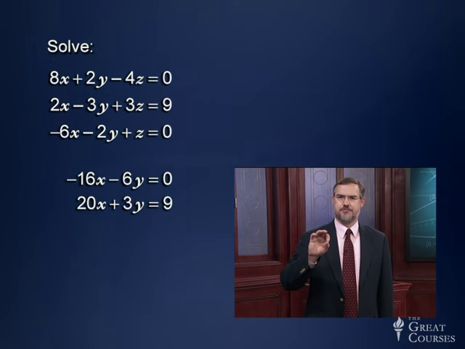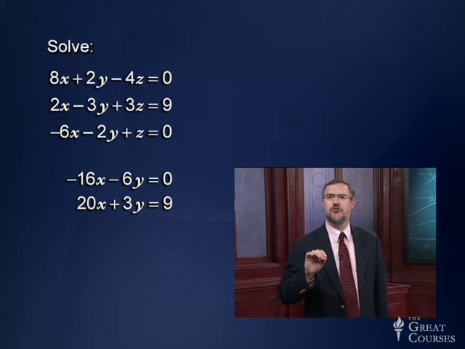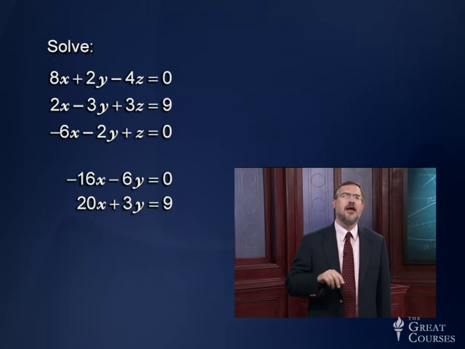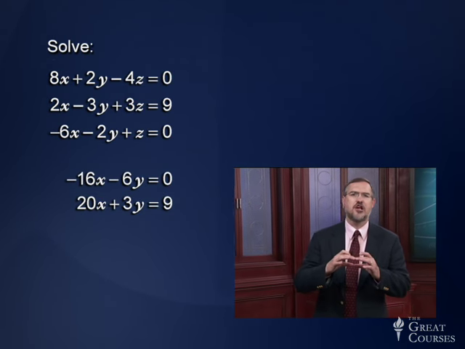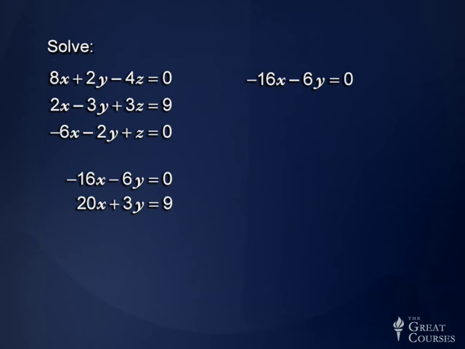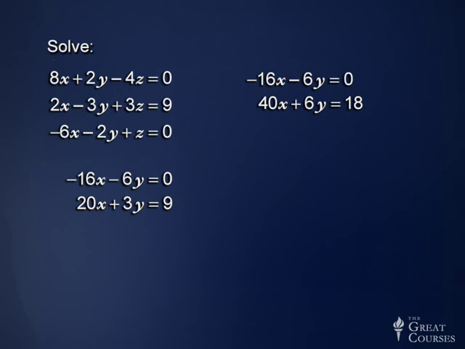equations just a bit. One way to do that is to multiply the second of these new equations by a 2. And when I do that, that's going to give me the following little system or subsystem. Negative 16x minus 6y equals 0, and 40x plus 6y equals 18. Do you see why I multiplied by that? Because now the variable y can be eliminated by just adding those two equations.